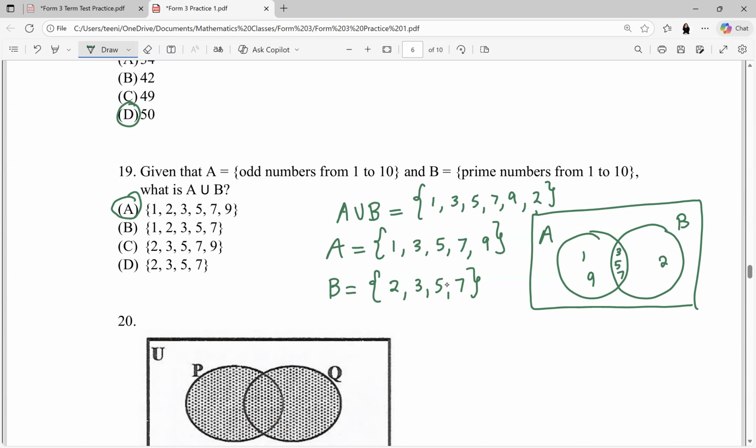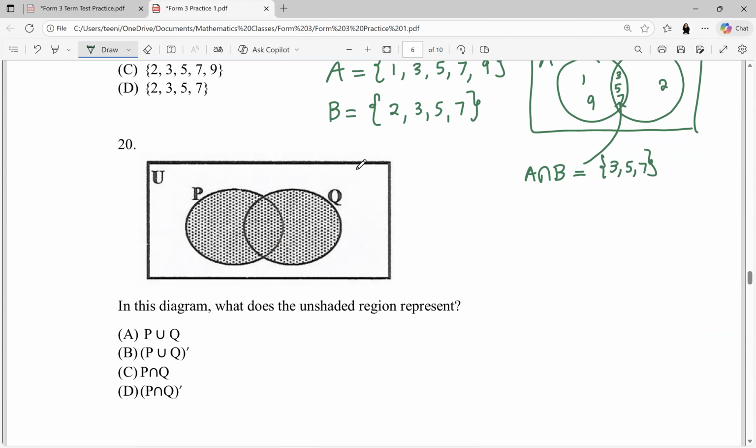This part in the middle, right, that intersection is literally called the intersection of A and B, and it's written as the inverted union or upside down U. A intersects B will be the elements that are in both A and B. So 3, 5, and 7, since they are both odd and prime.